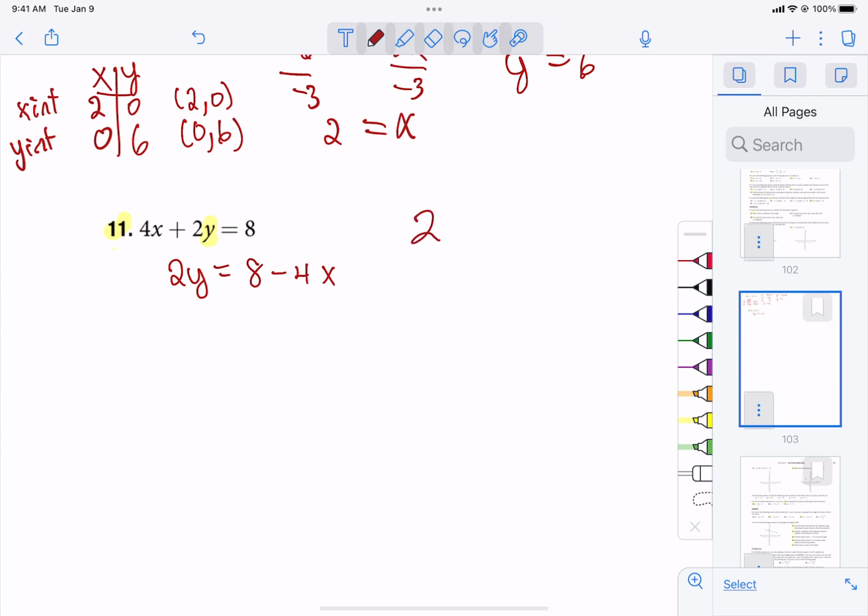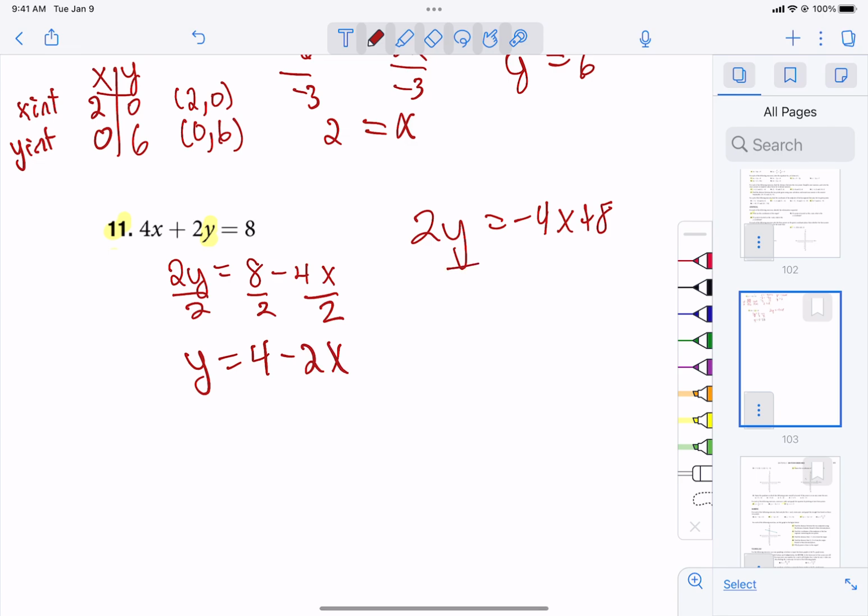You could have also written 2y equals negative 4x plus 8. Either of those are acceptable. You decide the way you want to write it. It doesn't matter to me. They're both correct. And then the last thing is we have to divide everything by 2. So make sure you put everything with a division by 2 underneath it. And so we get y equals 4 minus 2x.